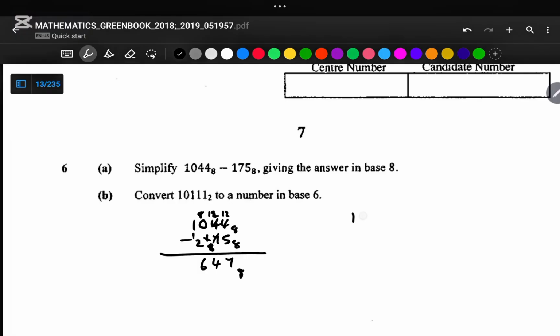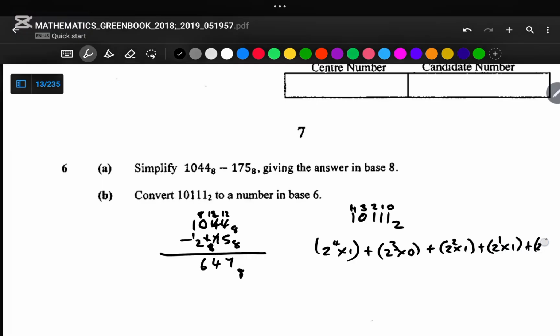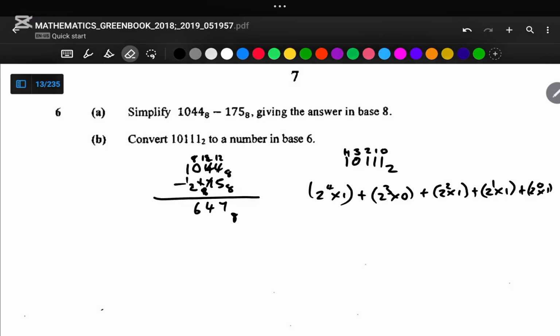So we are having 10111 in base 2. So the first thing we need to do is to convert this number in base 2 into a number in base 10. Okay, so you can start by putting a 0, that is 1, 2, 3, 4 here. And then we say it's 2 to the power 4 times 1 plus 2 to the power 3 times 0 plus 2 to the power 2 times 1 plus 2 to the power 1 times 1 plus 2 to the power 0 times 1. Okay, so 2 to the power 4 gives us 16.